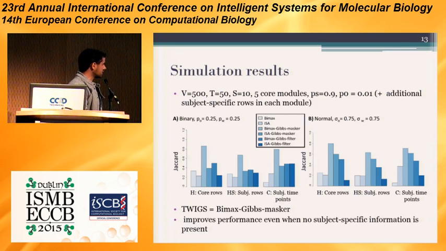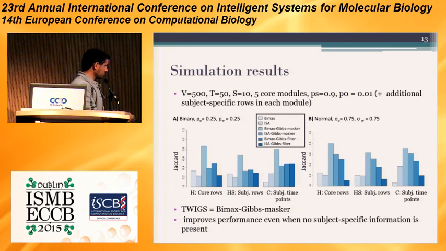And here we tested different algorithms. What is evident is that this variant, which uses the Bimax algorithm to find an initial solution and the masker heuristic, performs really well, both in terms of the core rows that you detect, and the subject-specific rows and time points. This is the Jaccard score comparing the output of the algorithm to the known solution in the simulation.